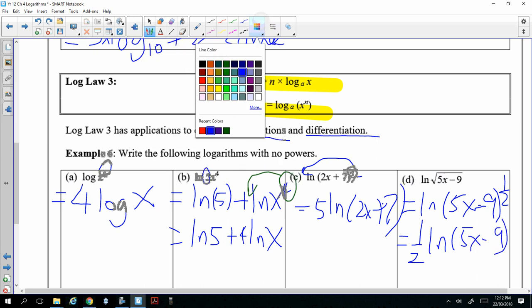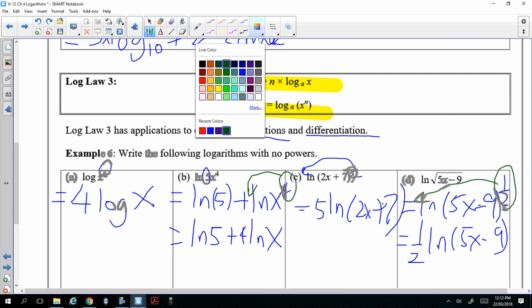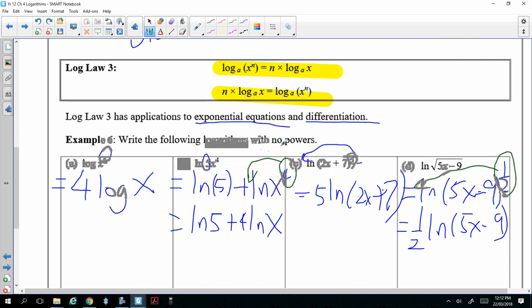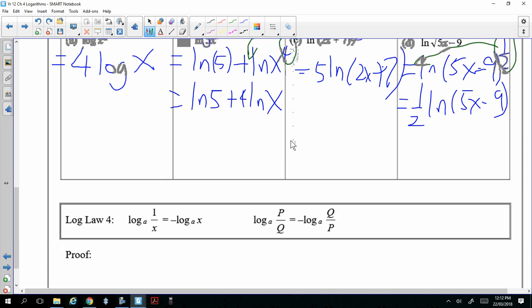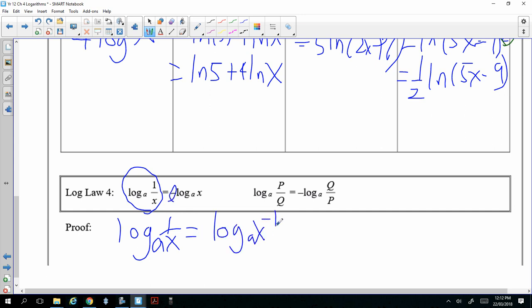Any question? We'll go one more log law to do, then we'll do some more examples. All right, log law 4. Log law 4 is very easy to learn because let's see why it works. If you have a reciprocal, it becomes a minus. Why is this the case? Because 1 over x is x to the power of -1. And that -1 can go down, right? So it becomes negative log ax.